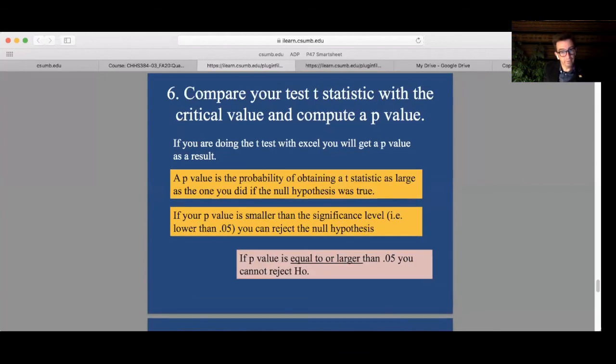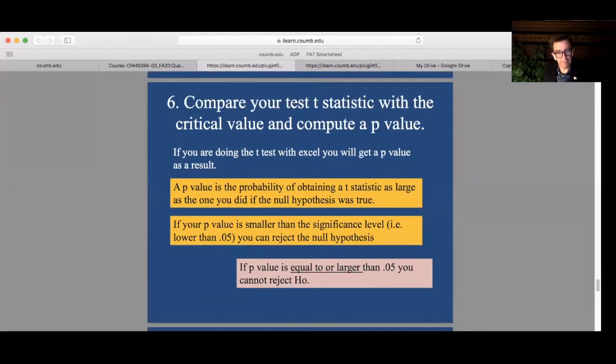And you can compute the p-value. Actually, Excel will give you a p-value first. And this p-value is the probability that you would get a t-statistic as high as the one you did if the null was true. So if your p-value is smaller than alpha, lower than 0.05, then you reject the null because it's pretty rare that you would get a t like the one you did if the null was true. If the p-value is equal or larger than 0.05, you cannot reject the null.